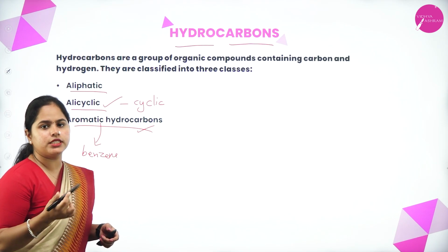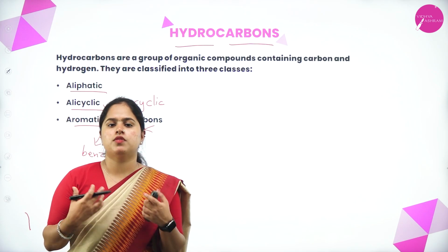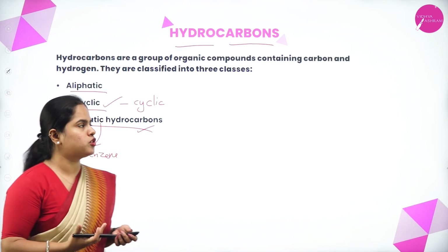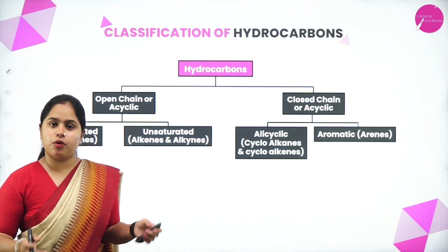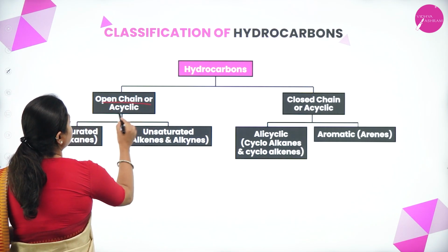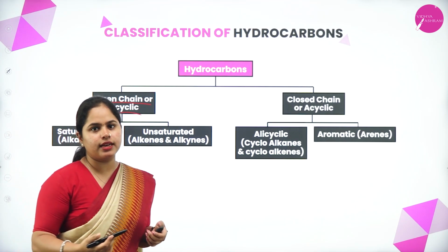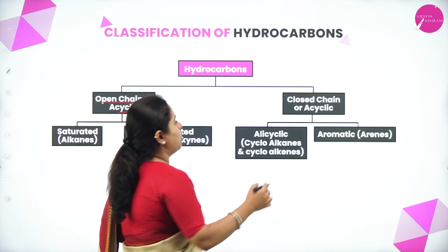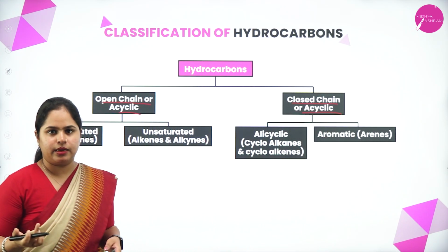Why are they called aromatic? Because they have a particular smell. Okay, so aromatic compounds are the ones which are benzene containing compounds. So let's move on to the classification of hydrocarbons. Hydrocarbons are broadly classified into open chain or acyclic. That means open chain compounds which do not contain any cyclic structures, and the other classification is closed chain or cyclic, right?